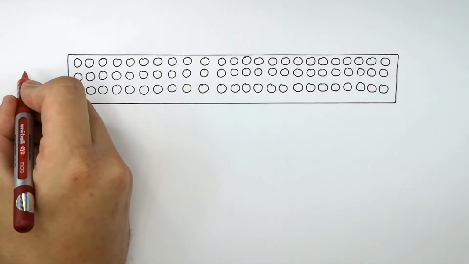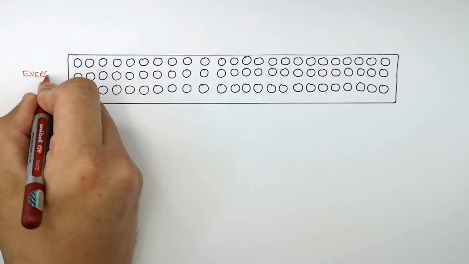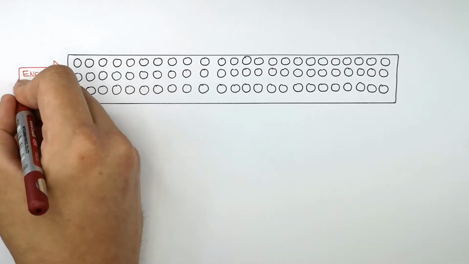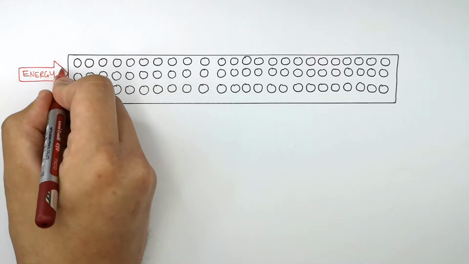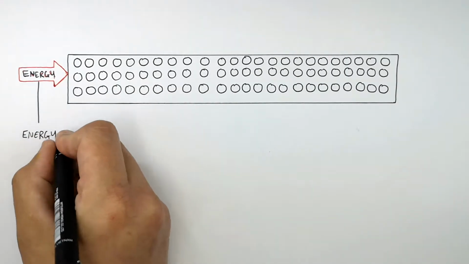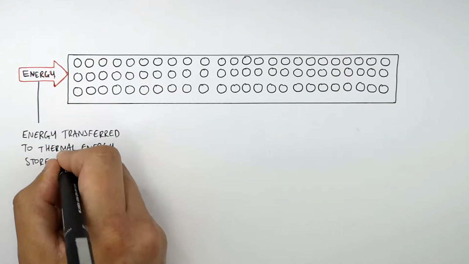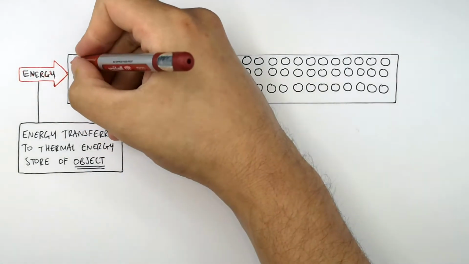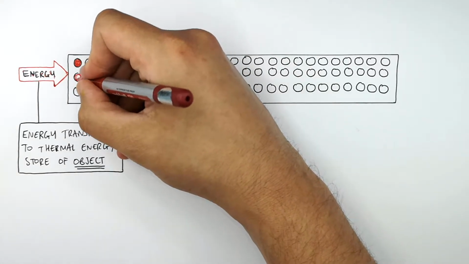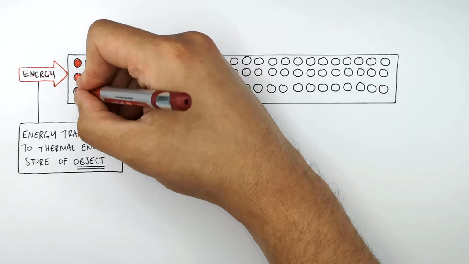Energy is transferred into the thermal energy store of the object. So as you can see here, energy is being transferred into the thermal energy store of the object. Energy is transferred into the energy stores of the particles, and I'm showing that by colouring them in red.